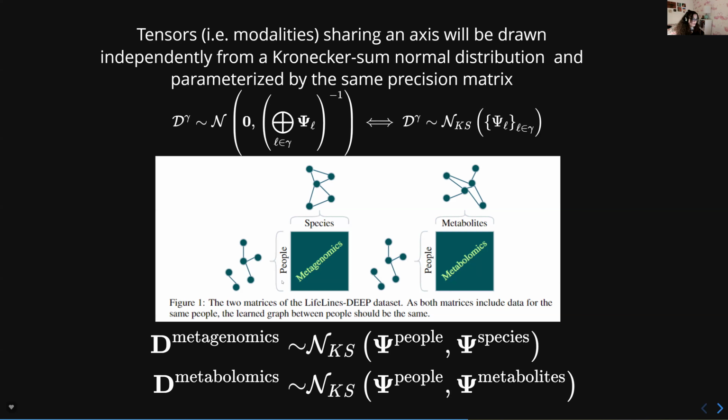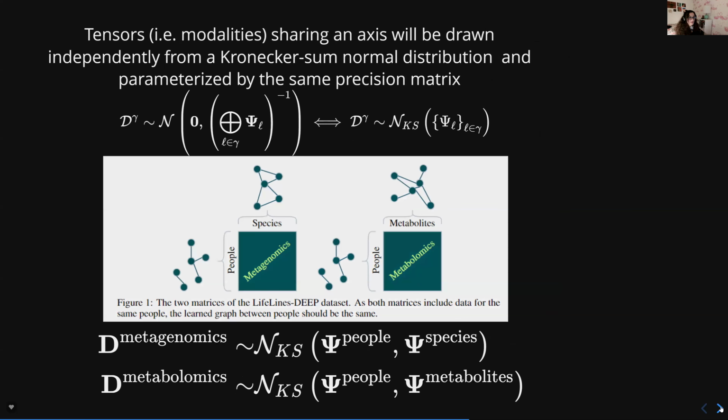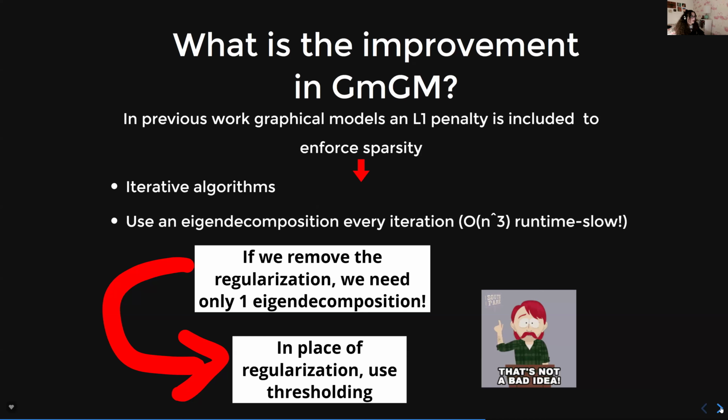So when we model this data, we keep that in mind and we estimate everything at the same time. All the entries of those precision matrices, the support of those will be our graphs.